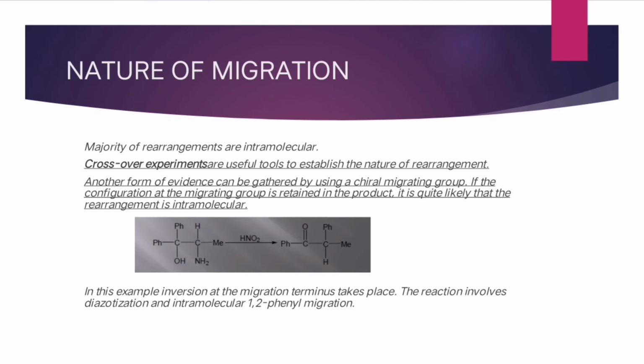Nature of migration. Migratory rearrangements are intramolecular. Crossover experiments are useful tools to establish the nature of migration. Another form of evidence can be gathered by using a chiral migrating group. If the configuration at the migrating group is retained in the product, it is likely that the rearrangement is intramolecular. In this example, inversion at the migration terminus takes place. The reactions involve diazotization and intramolecular 1,2-phenyl migration.